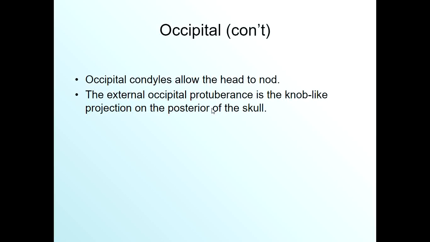Your occipital bone also has some little knobs on the side. They're called occipital condyles, and that's what allows you to nod your head up and down, as well as rotate it left and right. And then also at the very back of your skull, you may notice a little lump on the back of your occipital bone. That is the occipital protuberance. It's just a knob-like projection that's found on the back of our skull.